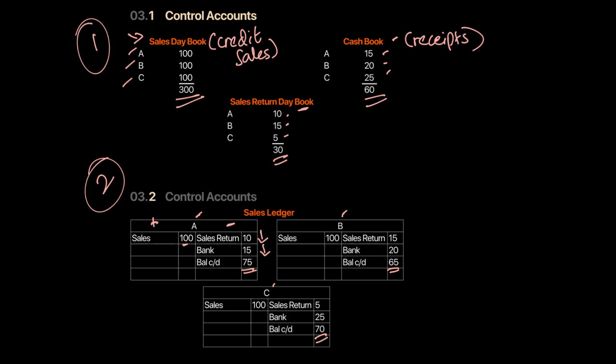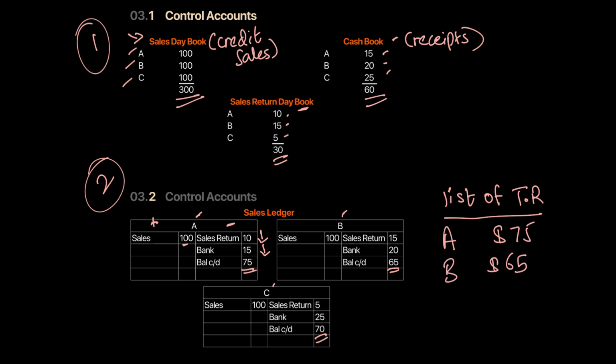After that, a firm would draw something called a list of trade receivables. I'm just going to write down that STR. So they will write A owes them $75, B owes them $65 and C owes them $70. That's the outstanding trade receivable. And I will add this up, which will give me 210. That's my outstanding trade receivable.